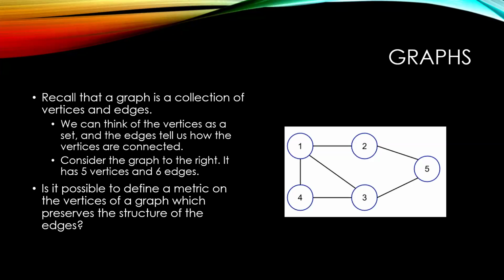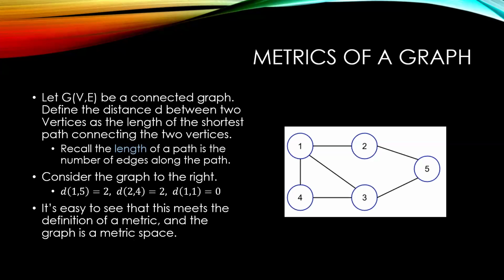Is it possible to define a metric on the vertices of a graph which preserves the structure of the edges? So can we define distance on this thing? What would it mean to be a distance from 1 to 5? Well, one approach is to just use the length. Recall that we actually have a definition for the length. The length of a path is the number of edges along the path.